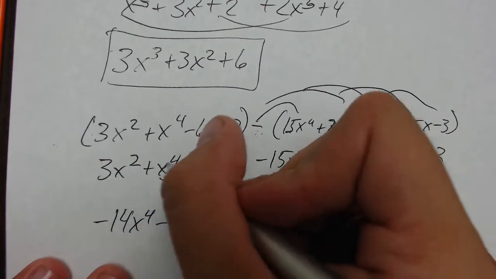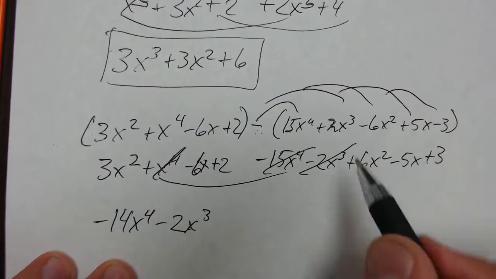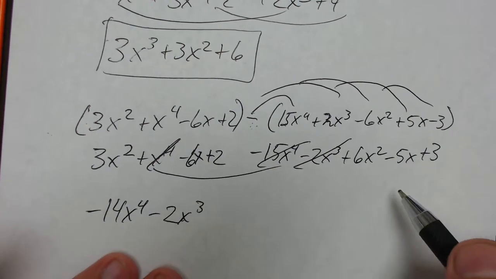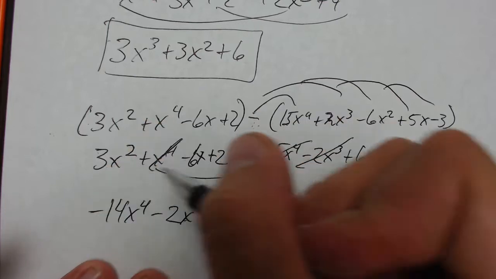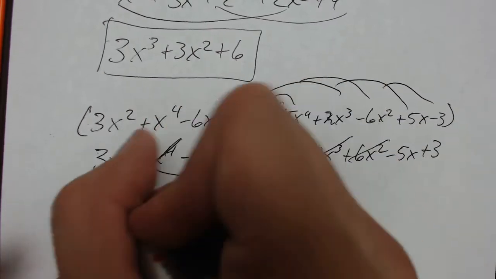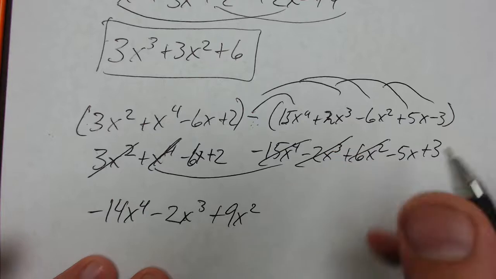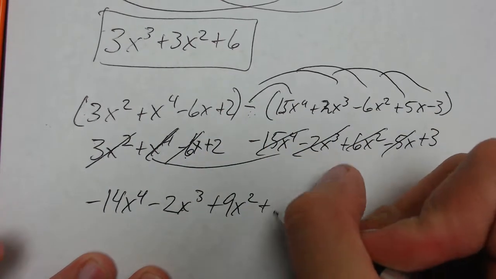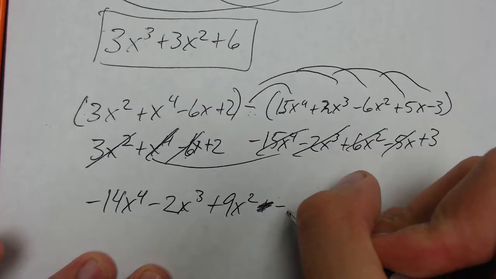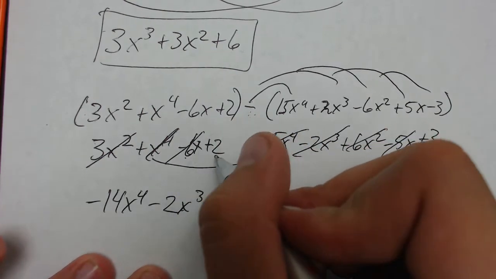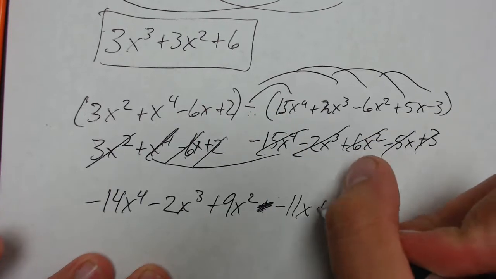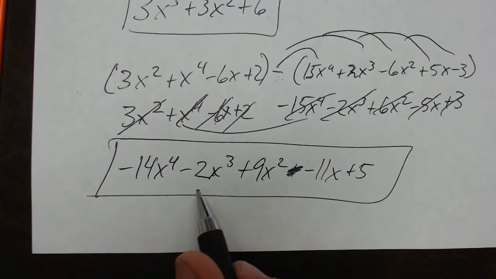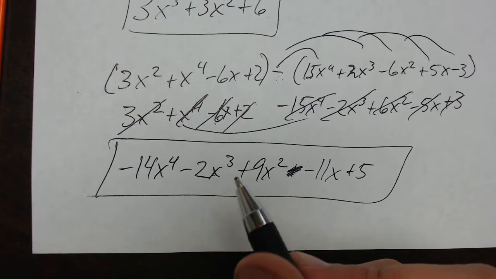You notice there's a lot of terms going on here. So what I'm going to start doing is I'm going to start crossing out the ones that I've dealt with, so I don't accidentally write any twice. So I've dealt with degree 3. Let's go to the second degree. I've got positive 3x squared, positive 6x squared. Those combine to become 9x squared. Then I have negative 6x, negative 5x. Negative and negative add up to become negative 11x. Then I have positive 2, positive 3. Those combine to become positive 5. Our final answer is all of this: negative 14x to the power of 4 minus 2x cubed plus 9x squared minus 11x plus 5.